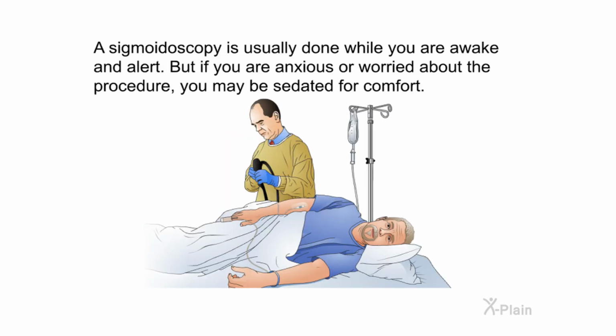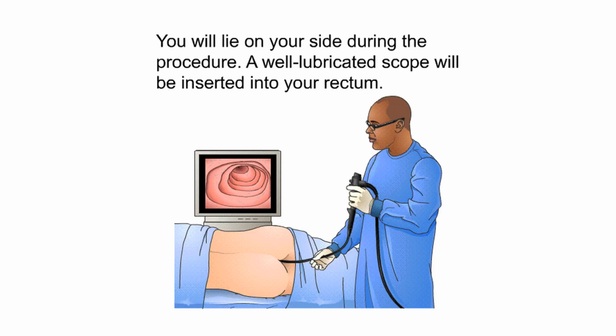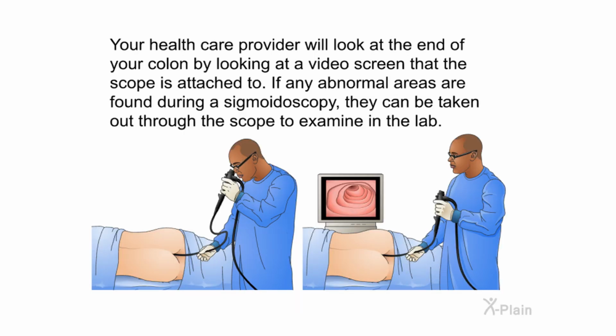A sigmoidoscopy is usually done while you are awake and alert, but if you are anxious or worried about the procedure, you may be sedated for comfort. You will lie on your side during the procedure. A well-lubricated scope will be inserted into your rectum. Your healthcare provider will look at the end of your colon by looking at a video screen that the scope is attached to.